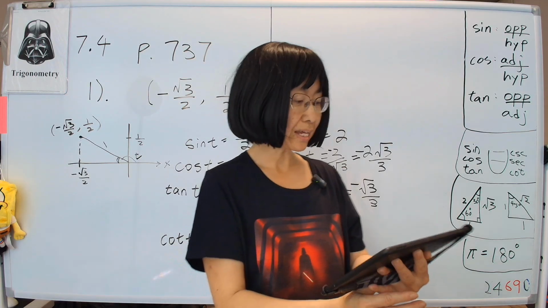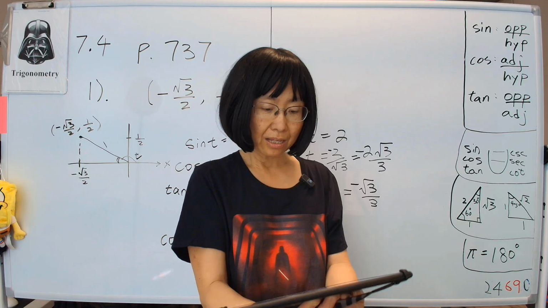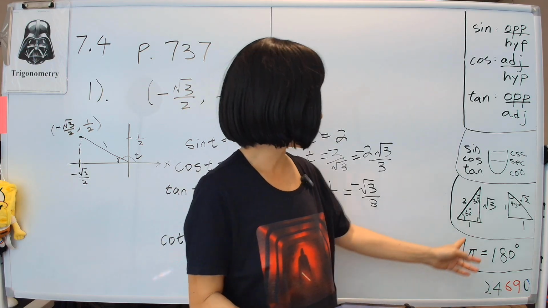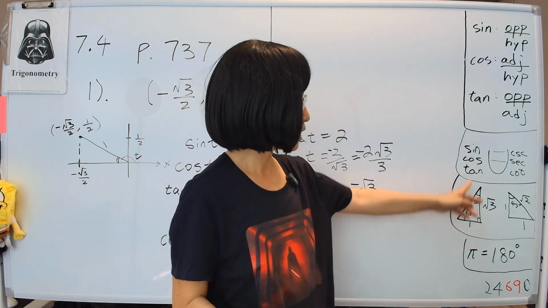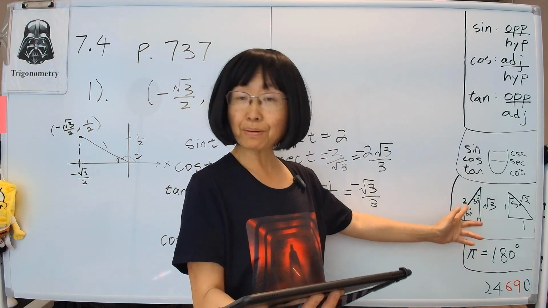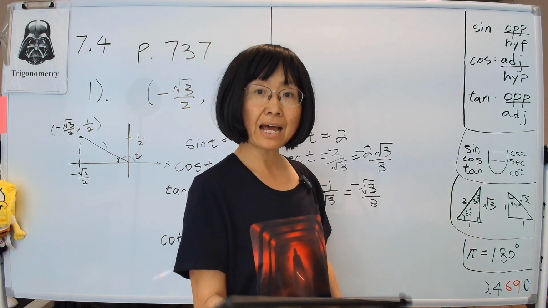Next, let's look at example 2 on the following page, 738. Example 2 wants us to find the sine and cosine, etc., of pi over 6, which is 30 degrees, being that pi is 180 degrees. So we have this old triangle here, and we already did sine of pi over 6 and cosine of pi over 6 in the previous section.